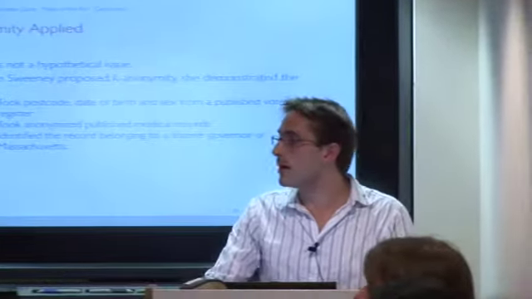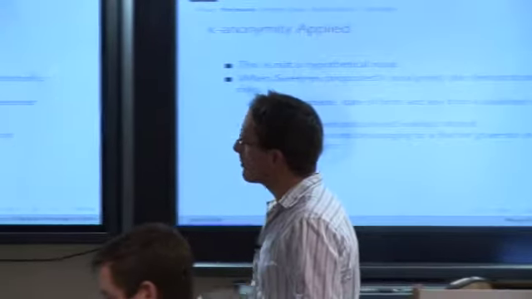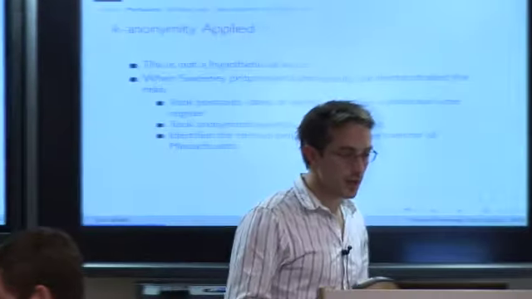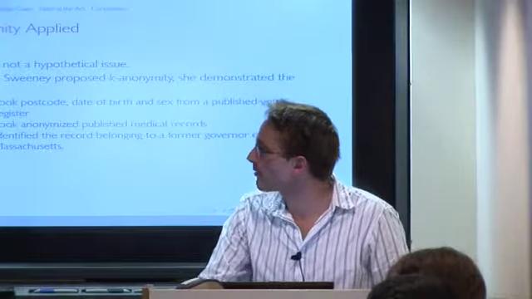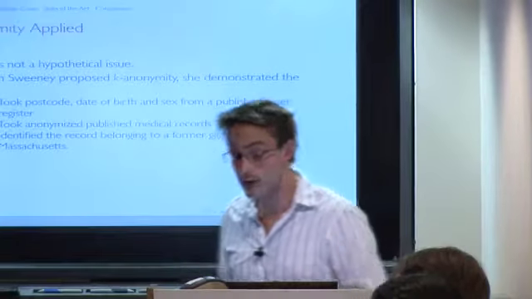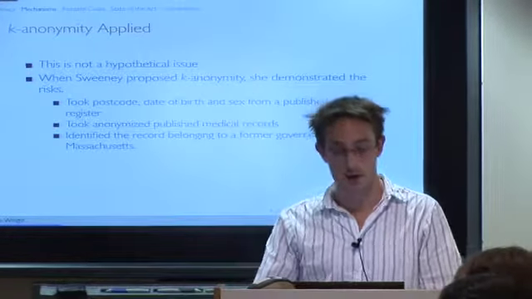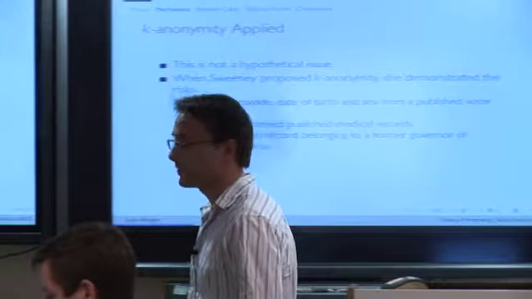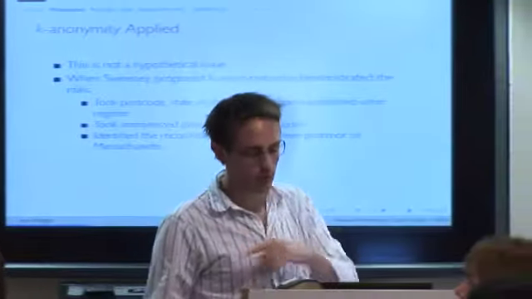Now, this isn't something that's hypothetical. This isn't an abstract academic concept. This was demonstrated by the person who first proposed k-anonymity, Latanya Sweeney. She took postcode, date of birth, and sex from a public voter register in the US, and she took a set of anonymised medical records, and she identified the individual record belonging to a former governor of Massachusetts. I'll go into this example in more detail later.